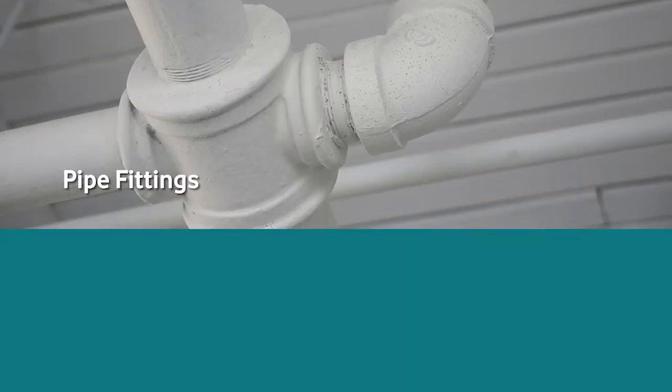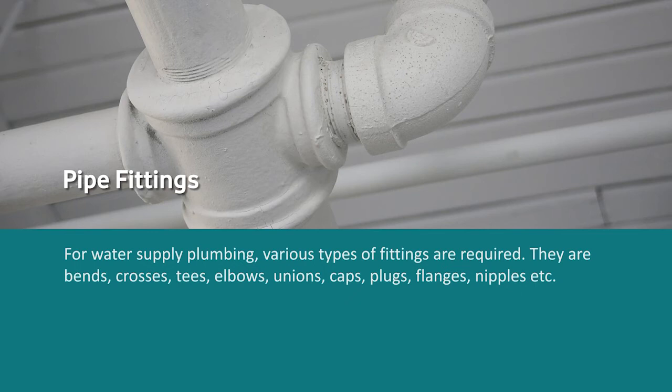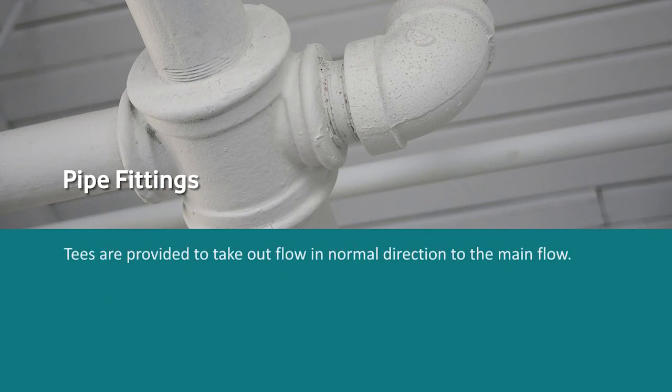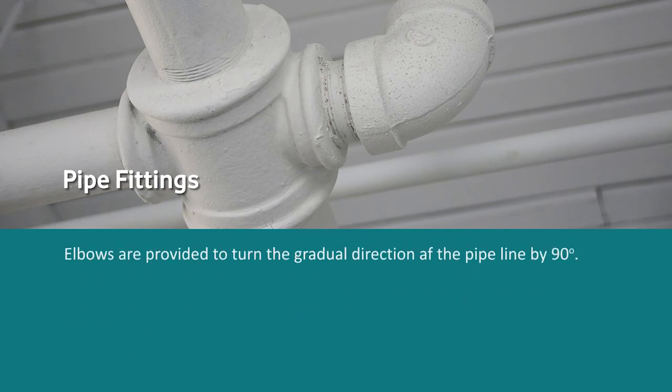Pipe fitting. For water supply plumbing, various types of fittings are required. They are bends, crosses, T's, elbows, unions, caps, plugs, flanges, nipples, etc. Bends, crosses, T's, and elbows are used to change the direction of the pipeline. T's are provided to take out flow in a normal direction to the main flow. Elbows are provided to turn the direction of the pipeline by 90 degrees.